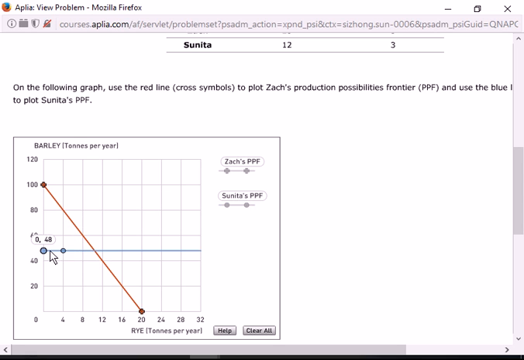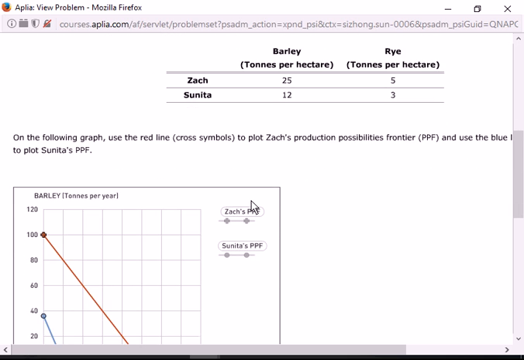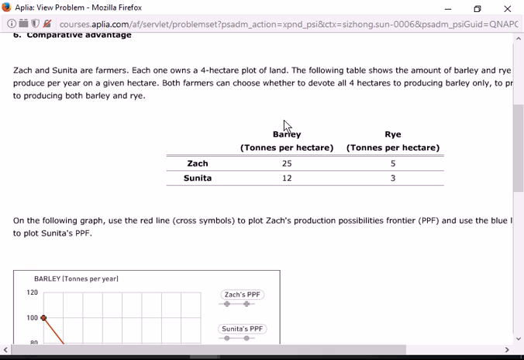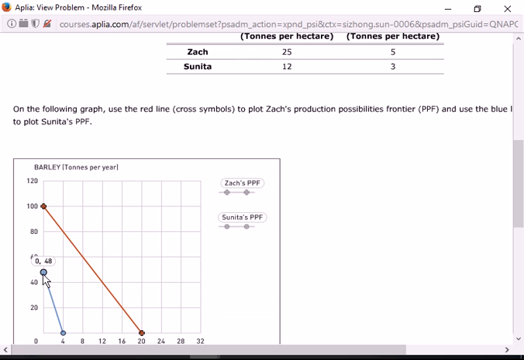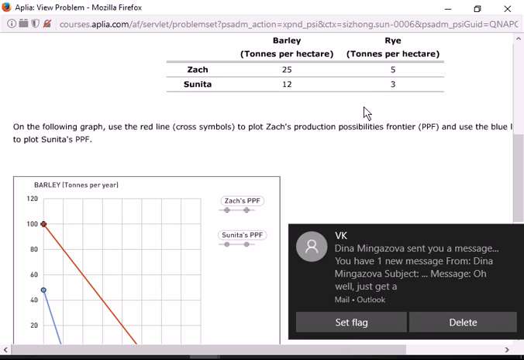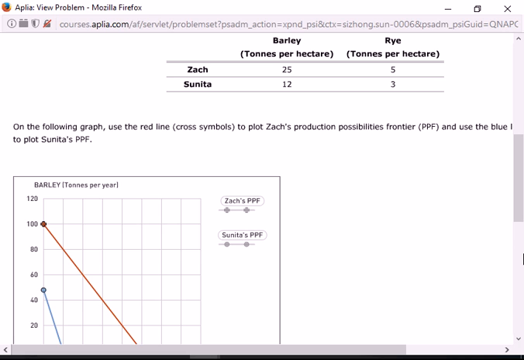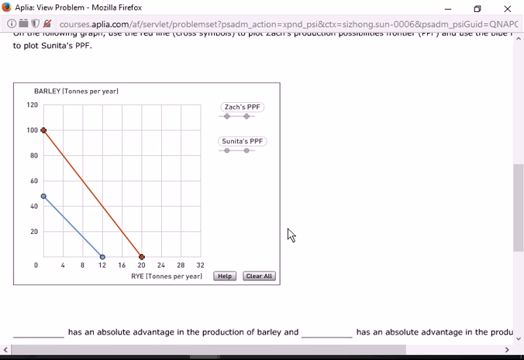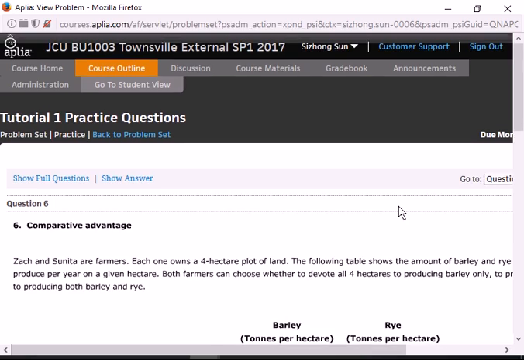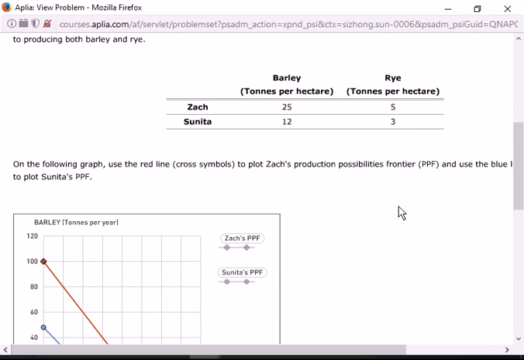Similarly for Sunita. Sorry, if Sunita uses all 4 hectares of land in producing barley, she can produce 4 multiplied by 12. That's 48. And if all on rye, 4 hectares of land can produce 12. So that's Sunita's PPF.